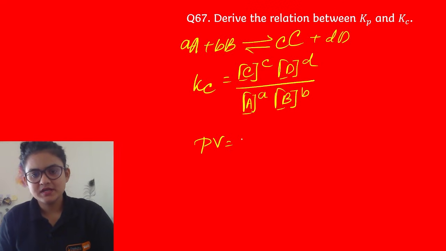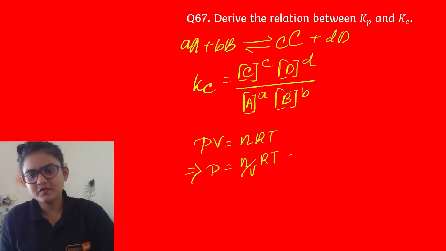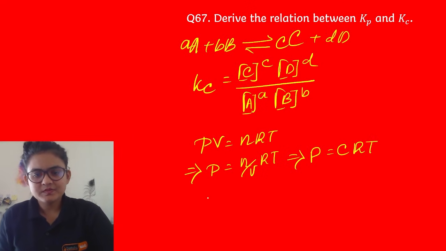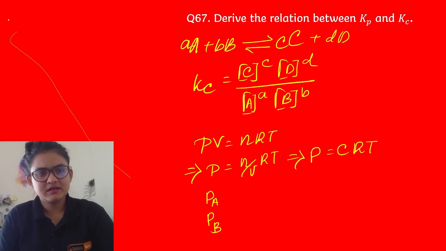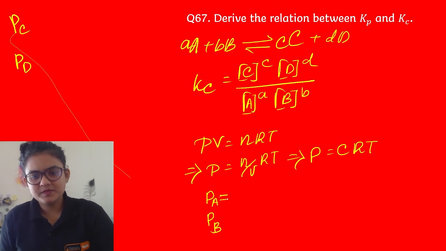Now if you follow the ideal gas equation, we know PV equals nRT, right? From here I can write P equals n by V RT. From here I can write P equals CRT, because n by V means C. So with that perspective I can find out PA, PB, PC and PD.